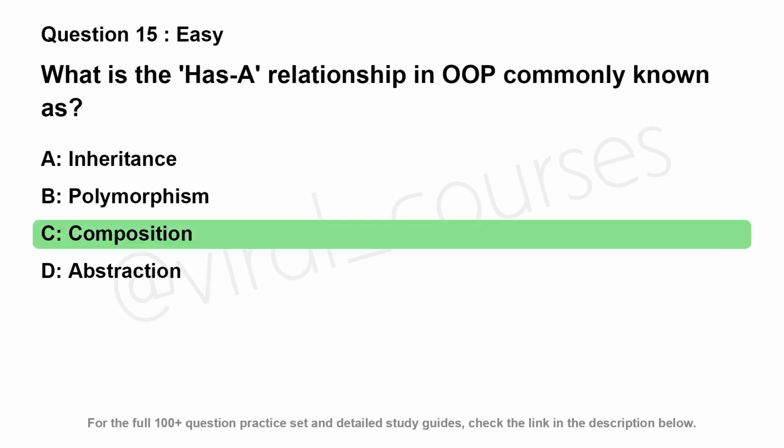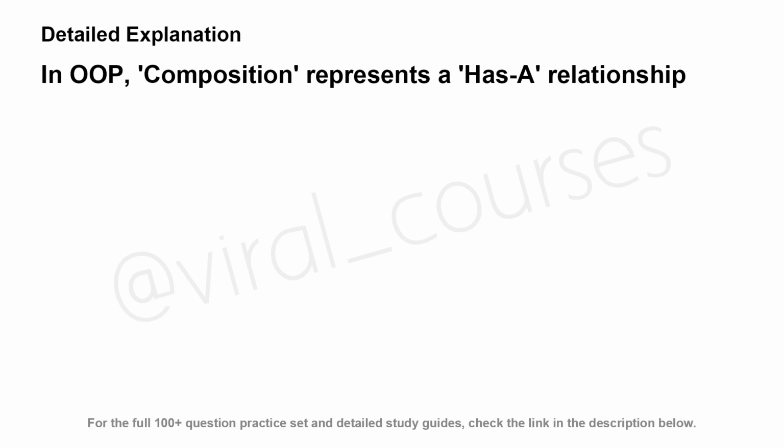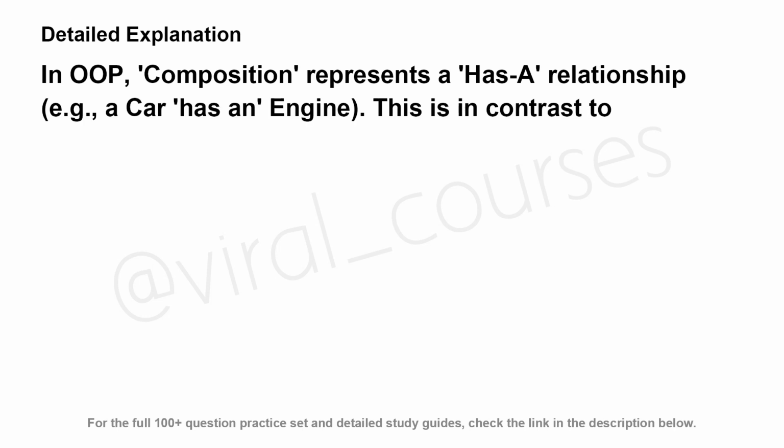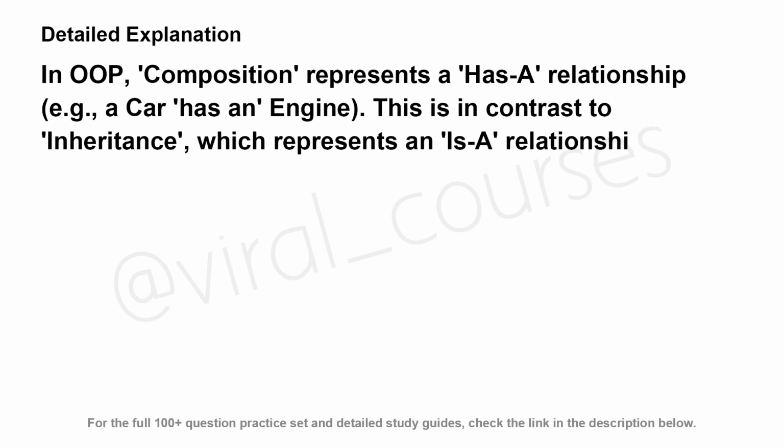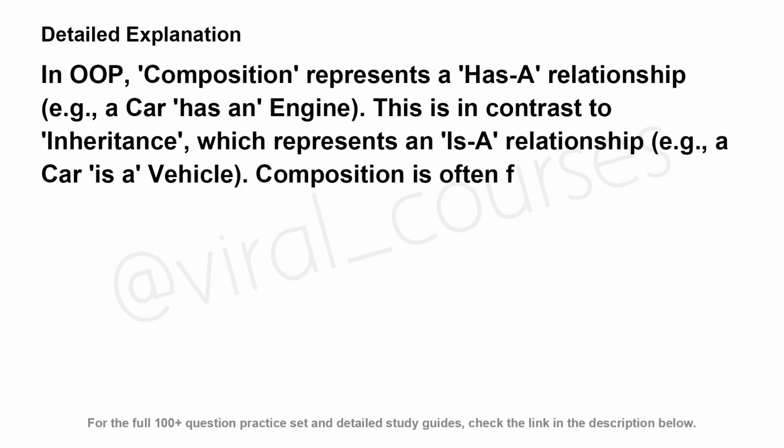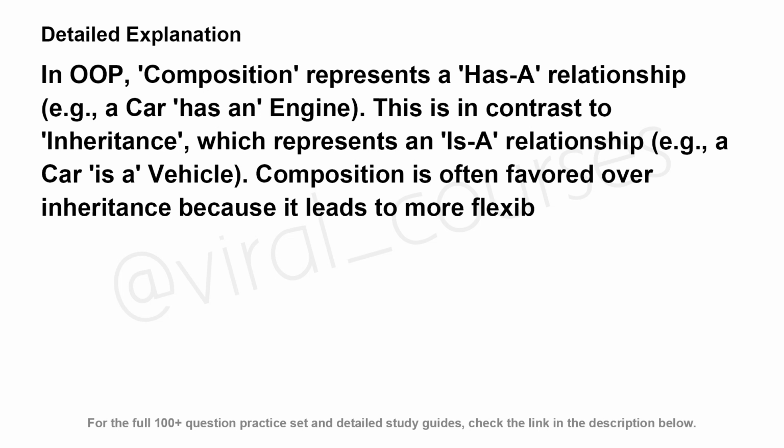The correct answer is C. In OOP, composition represents a has-a relationship, e.g., a car has an engine. This is in contrast to inheritance, which represents an is-a relationship, e.g., a car is a vehicle. Composition is often favored over inheritance because it leads to more flexible and decoupled code.